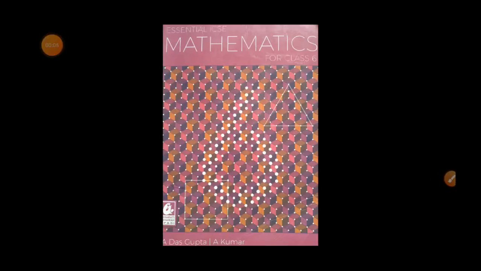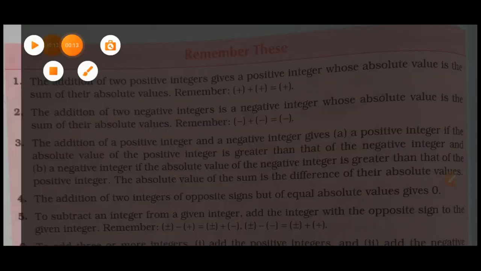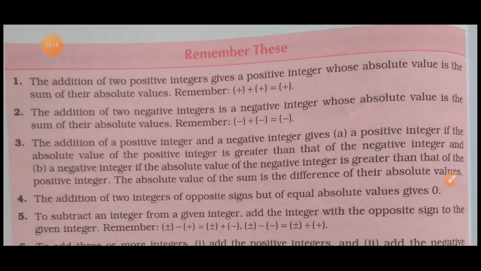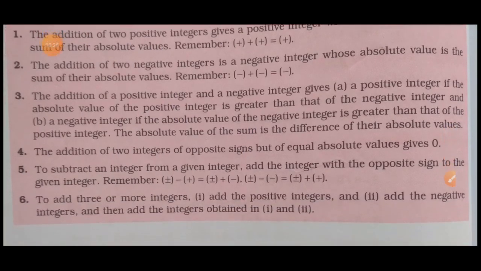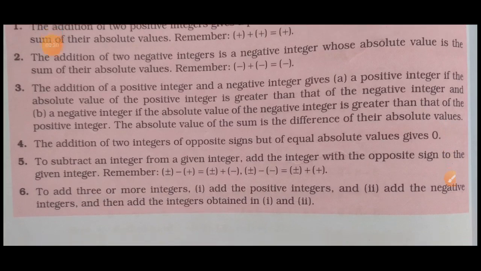Students, in previous video we completed exercise 4a of integers. In this video we will start exercise 4b. Before this exercise 4b, some points you have to keep in your mind. Addition of two positive integers gives a positive integer. Yes. And addition of two negative integers is a negative integer.